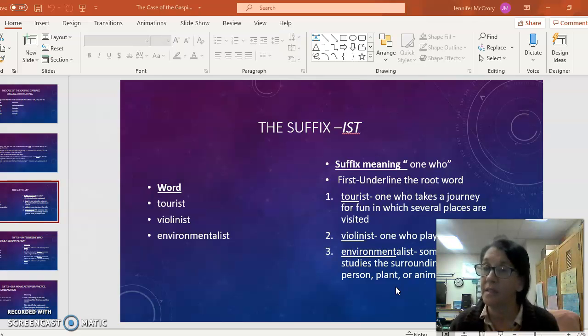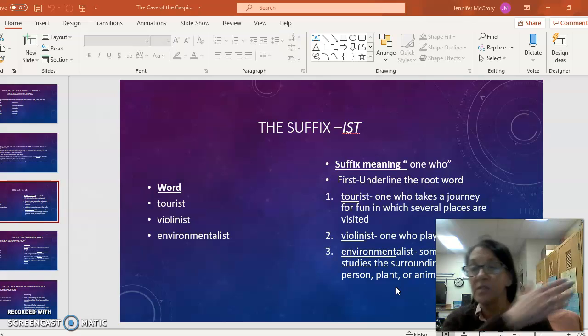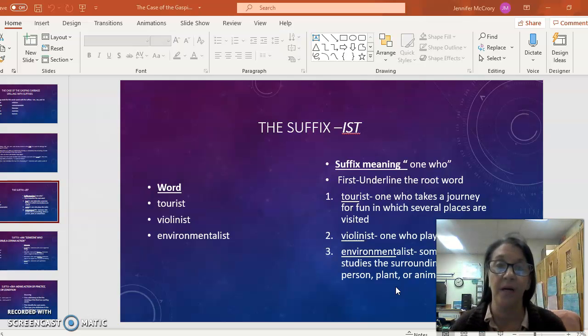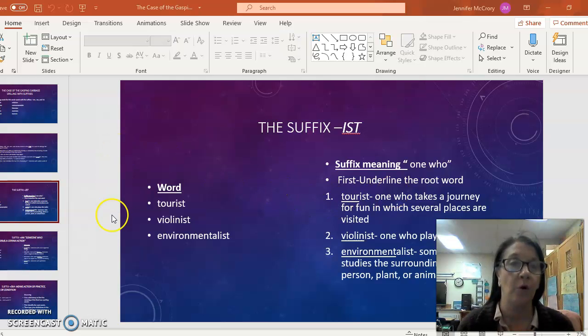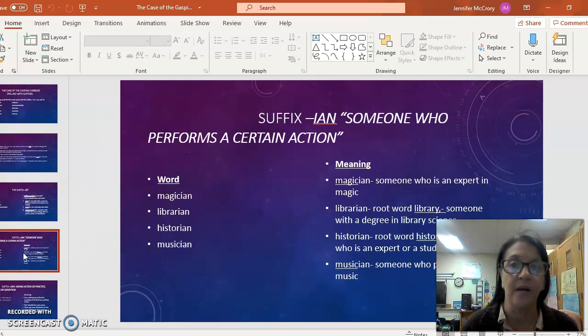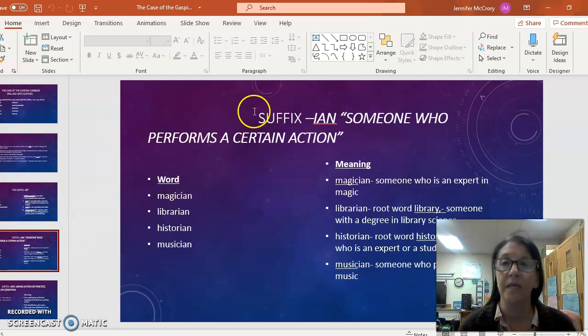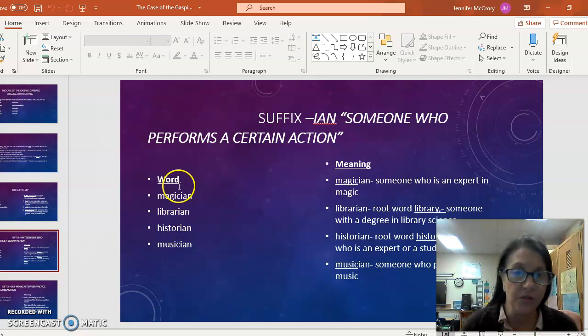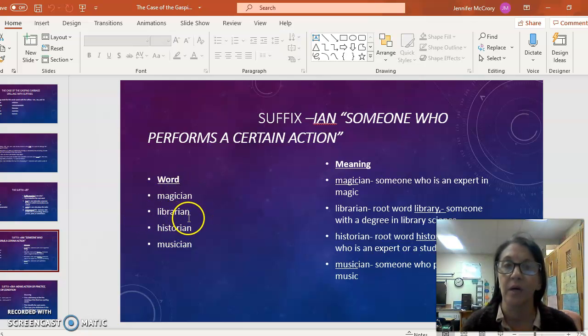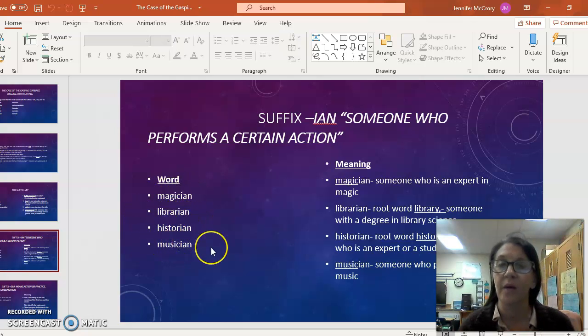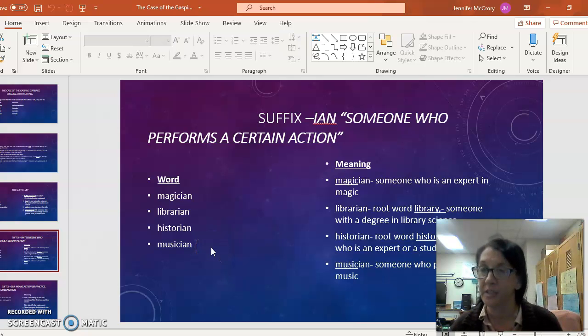All right, makes sense? You did fabulous. Give yourself a big pat on the back. That was a lot of information, but I know my 4th grade classes can handle it. So let's move on and take a look at our next suffix, IAN, someone who performs a certain action. So let's take a look at our words. We have magician, librarian, historian, and musician.